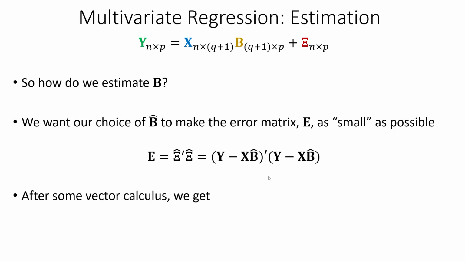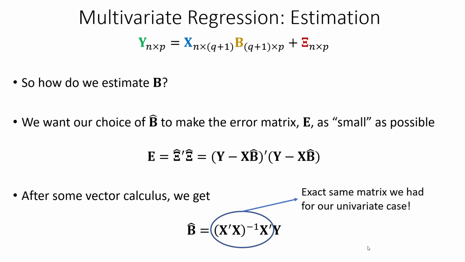If we're trying to make these as small as possible, we do a little bit of vector calculus, and what we end up with is that our estimate for b is going to be x transpose x inverse times x transpose capital Y. If you remember from the univariate case, we end up with the exact same matrix for x. The only difference is that instead of dealing with y as a vector, we're going to have y as a matrix. So our estimates for each individual beta, beta 1 for y1, beta 2 for y2, beta 3 for y3, are going to be identical, as if we just did the univariate case p times. So the estimation part is essentially the same, at least for the slopes.